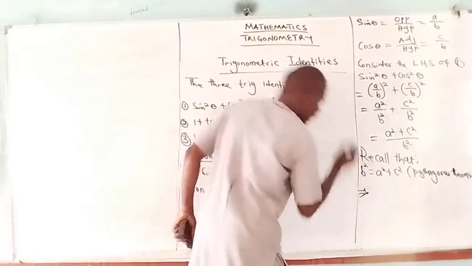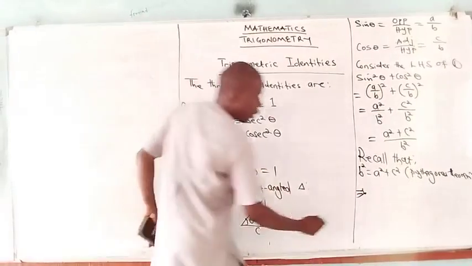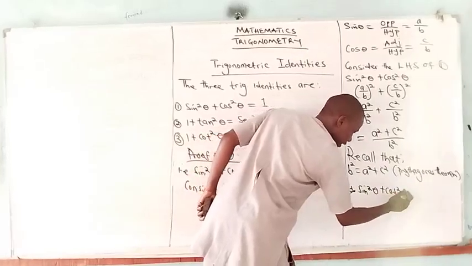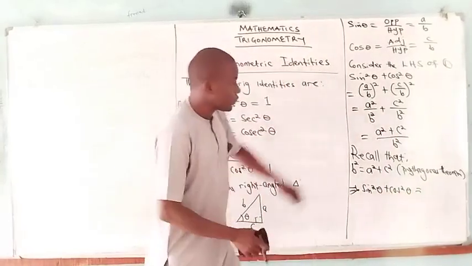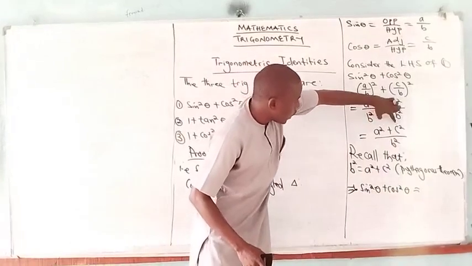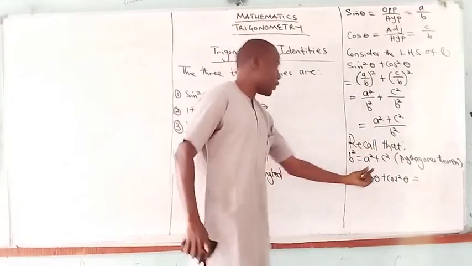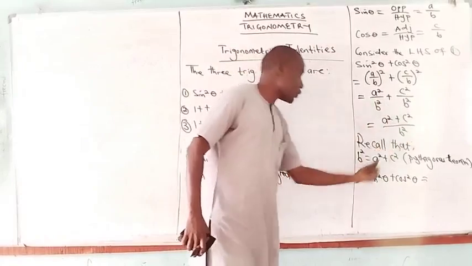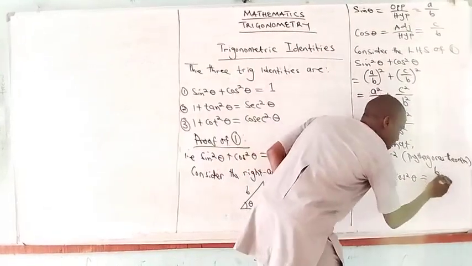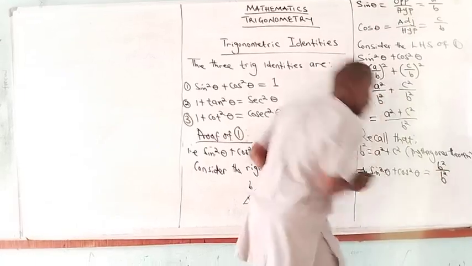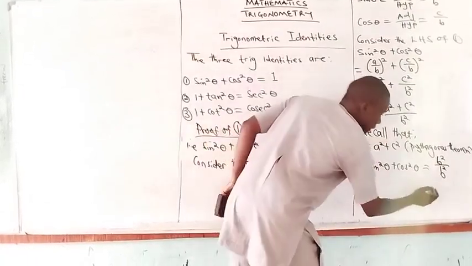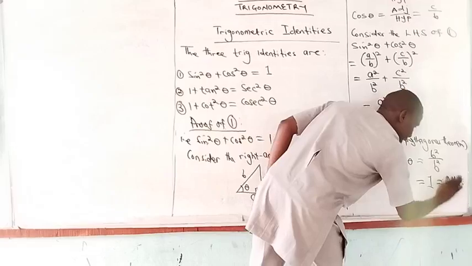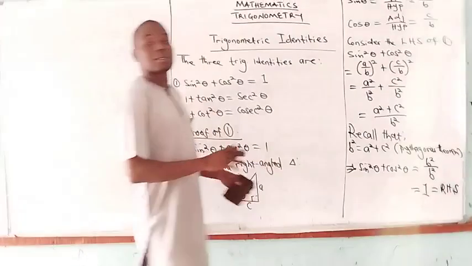So this implies that sine square theta plus cos square theta is equal to A square plus C square over B square. What is A square plus C square from the Pythagoras theorem? It is B square. So instead of writing A square plus C square, we write B square. B square divided by B square is 1, which is equal to the right hand side of the first identity.